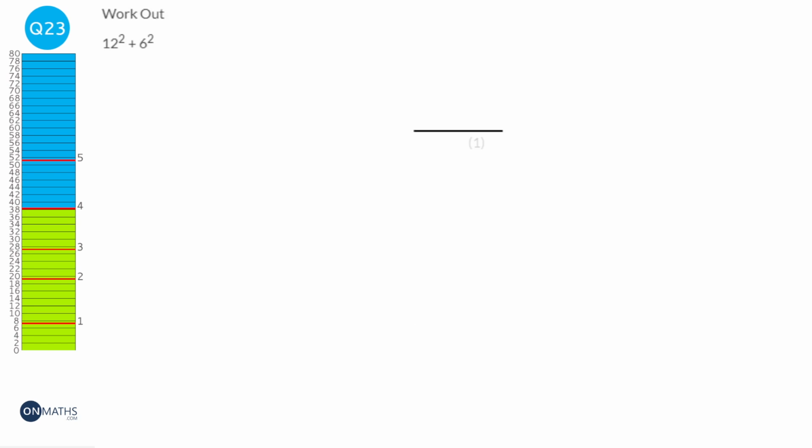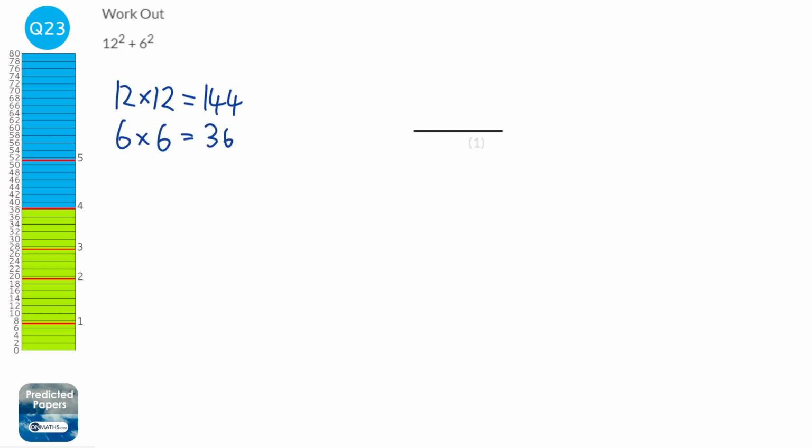So BIDMAS tells us we need to do the indices first, and then we do the adding. So we go to the indices. 12 squared means 12 times 12, and that would be 144. 6 squared means 6 times 6, which is 36. So we're going to do 144, the 12 squared, plus the 6 squared, so plus the 36. And that will be 180.